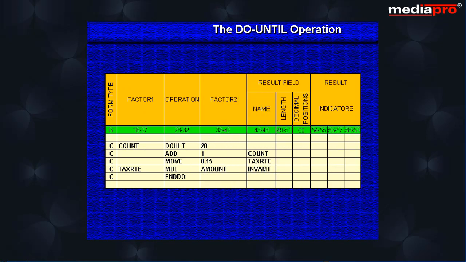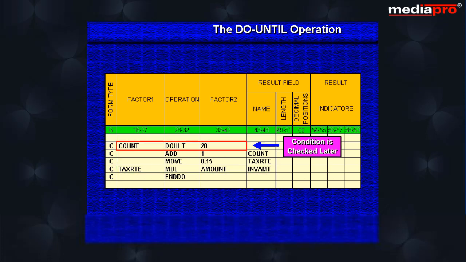Next, we have the do until operation. This is very similar to the do while operation. When the do until condition is used, the statements are executed first before checking the condition. This ensures that the statements in the loop are executed at least once.